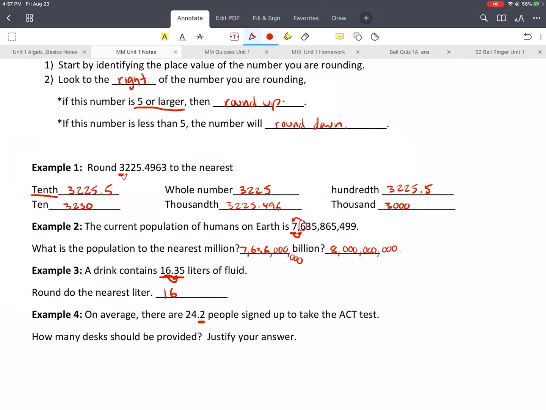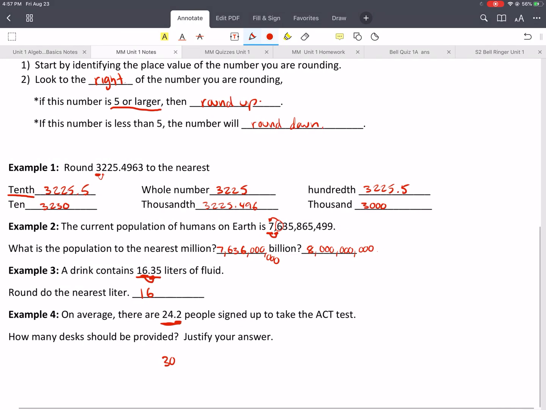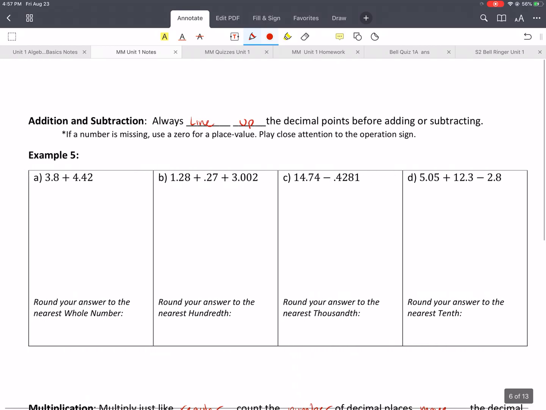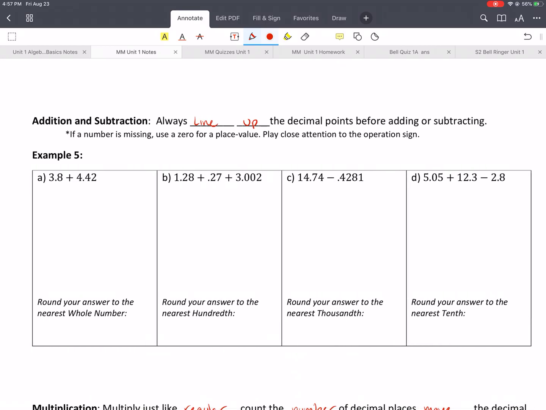But you could say, well, 0.2 is less than 5, so you could round down to 24. Or you could say, I don't know how many people are actually going to be there, so I want 30 desks, because who knows? There could be a lot of people, and you don't want them to run out of desks. So you'd want to justify your reasoning.